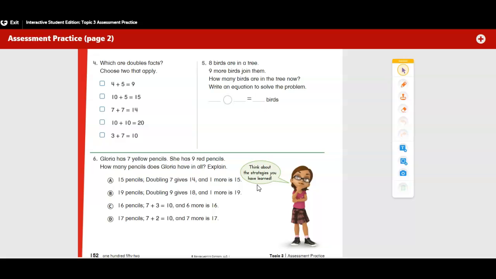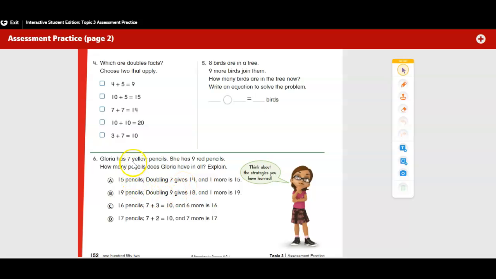So we've learned doubles plus facts, near doubles, doubles, making 10, and a lot of different ways that we can solve. So if Gloria has 7 yellow pencils and 9 red pencils, we want to know how many does she have in all. So in our answer choices, where it says 15 pencils, 19 pencils, that is saying the total number of pencils, and then it tells how you solved using a strategy.